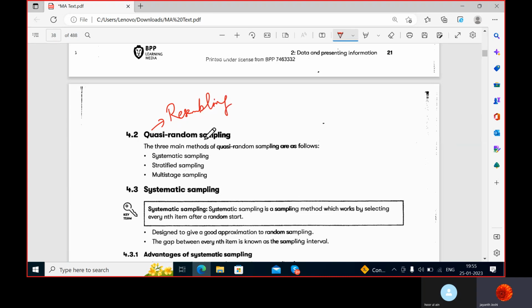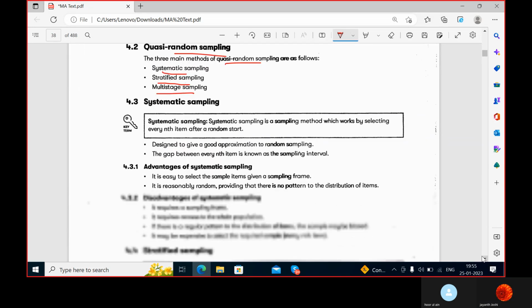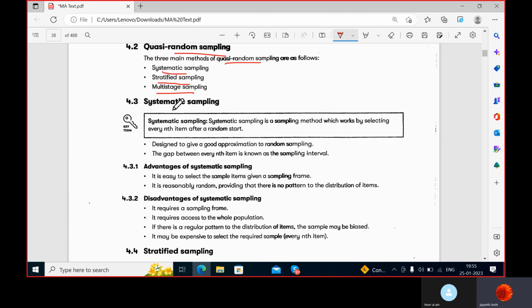Random sampling we have already discussed. Now we are discussing quasi-random sampling, which is like random sampling, but not exactly random sampling. That means it may have some traits of random sampling, but not exactly. There are three main methods of quasi-random sampling: systematic sampling, stratified sampling, and multi-stage sampling. Let's now understand about them.